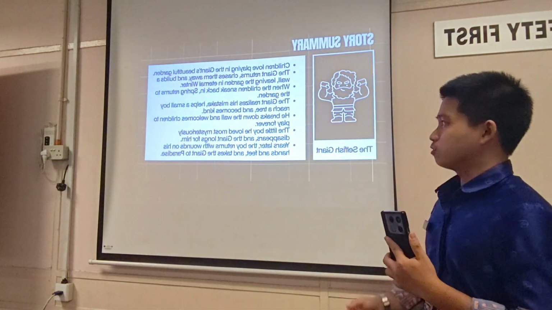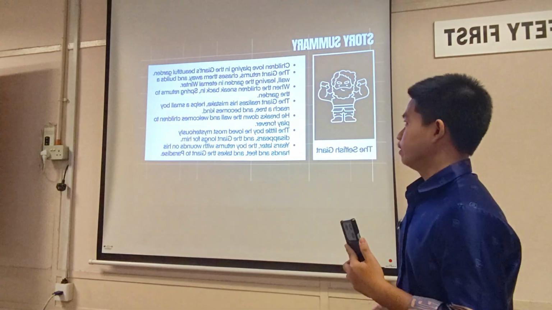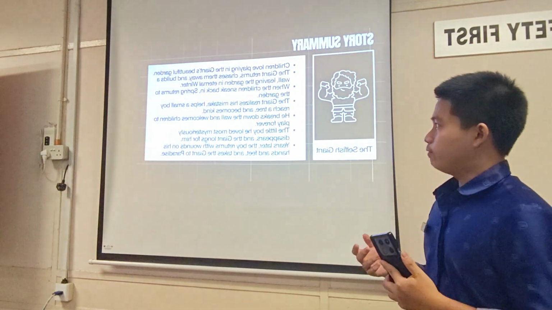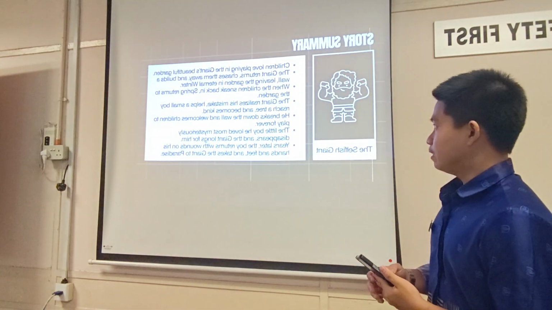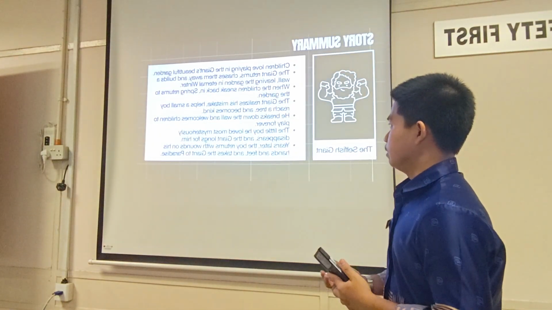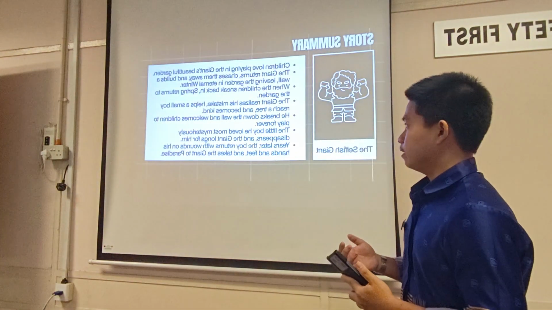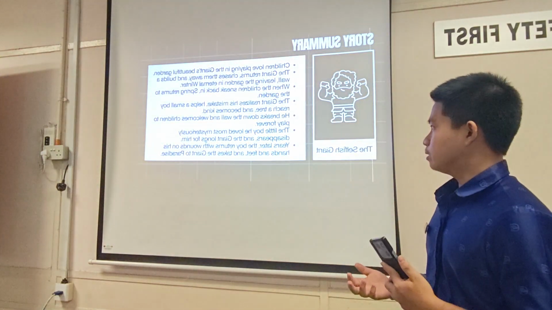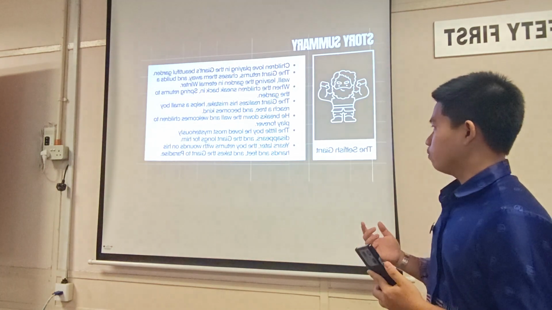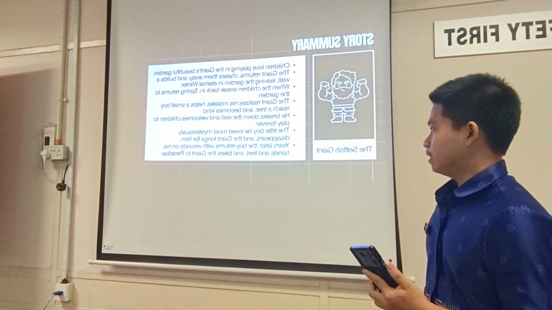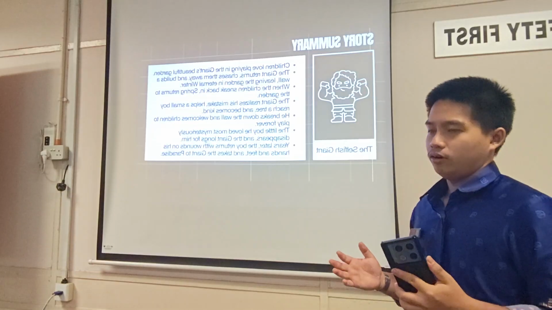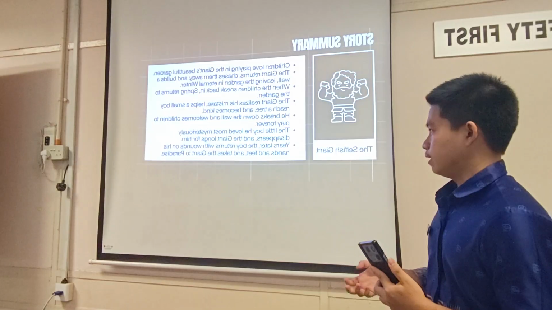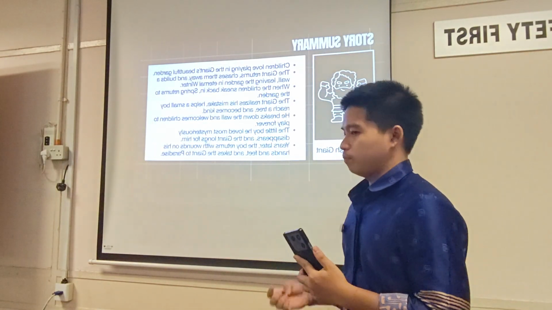it starts with children playing in the giant's beautiful garden. When the giant returns, he chases them away and builds a wall, leaving the garden in eternal winter. When the children sneak back in, spring returns to the garden. The giant realizes his mistake, helps a small boy reach a tree, and becomes kind. He breaks down the wall and welcomes the children to play forever. The little boy he loved the most mysteriously disappears, and the giant longs for him, or in other words, misses him. Years later, the boy returns with wounds on his hands and feet, and takes the giant to paradise.